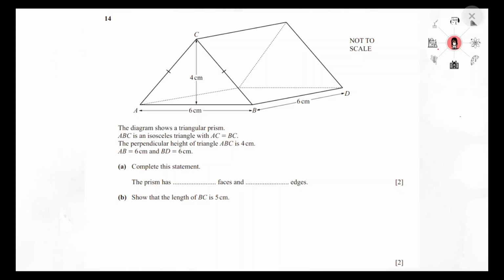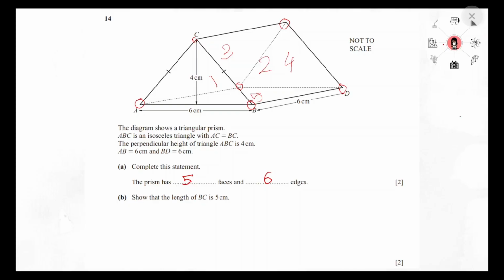As you can see, the prism has 1, 2, 3, 4 and 5 faces. So we'll write 5 here, and as for the edges, it has 1, 2, 3, 4, 5 and 6 edges. So we'll write 6. B. Show that the length of BC is 5 centimeters.